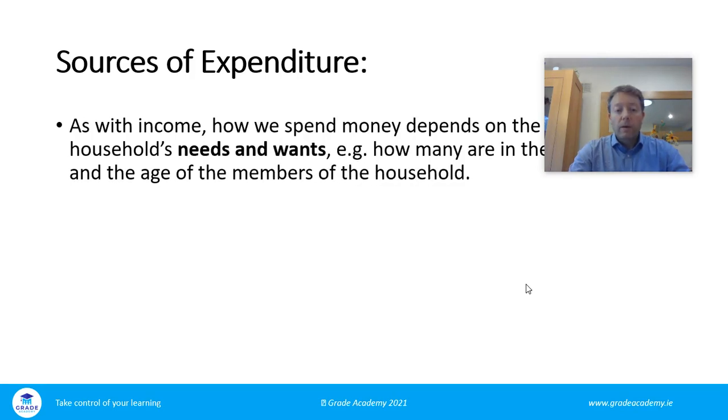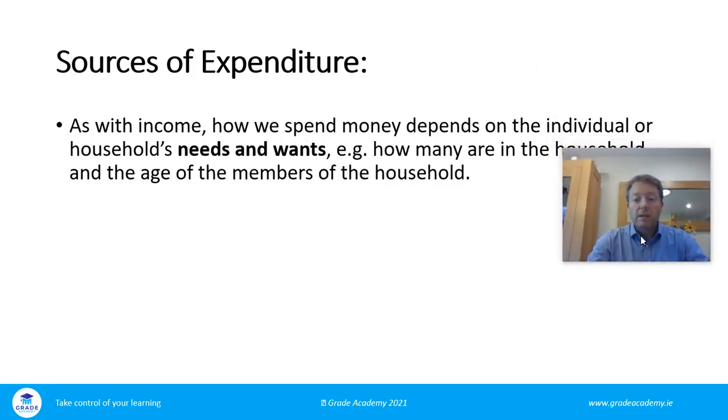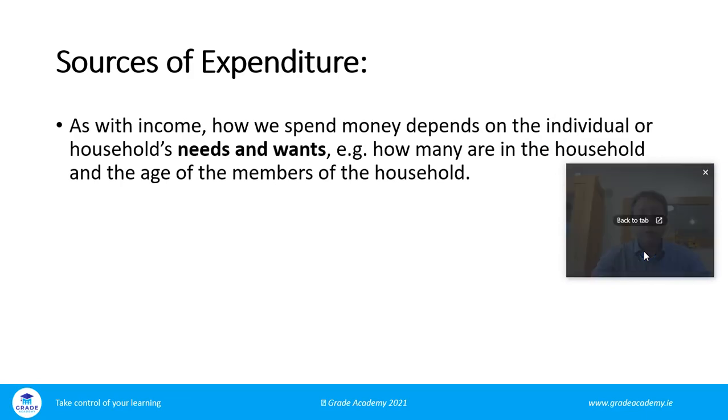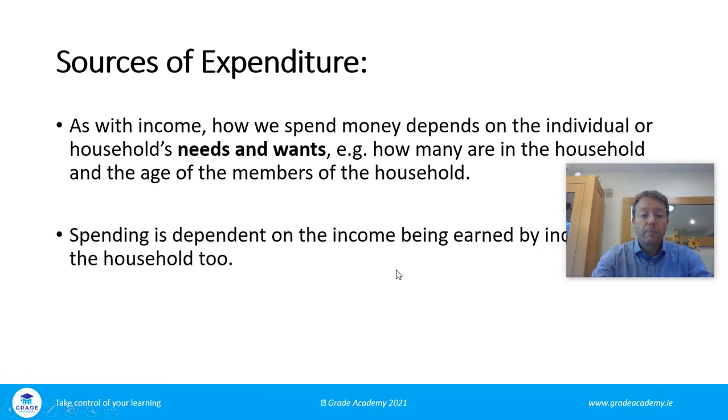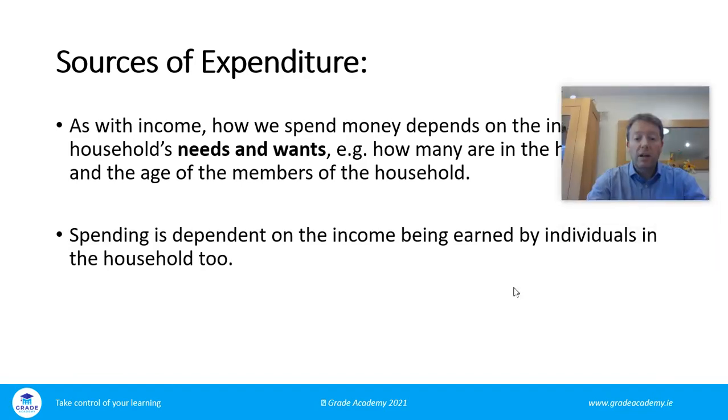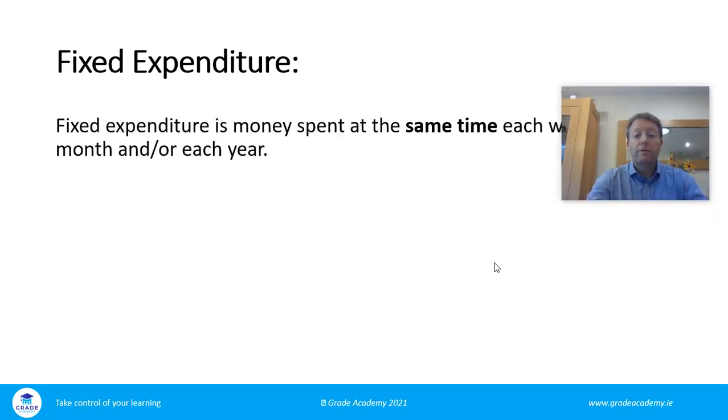As with income, how we spend our money depends on the individual or the household needs and wants. How many are there in the house, and the age of the members of the household. Spending is dependent on the income being earned by individuals in the household too. Fixed expenditure.